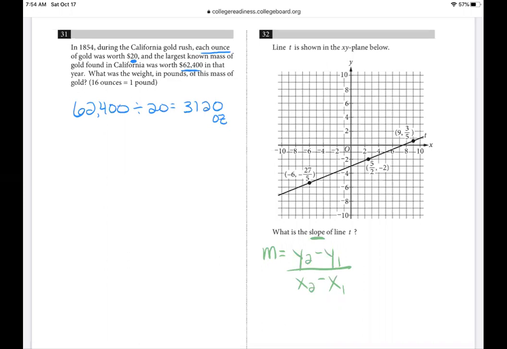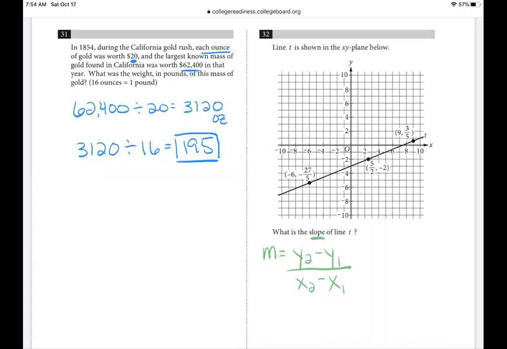And we want to know the weight in pounds. So to figure out the weight in pounds, we simply have to divide that by 16 ounces in a pound. And that will give us 195 pounds. But you're gridding in your own answer, so you would just grid in 195.